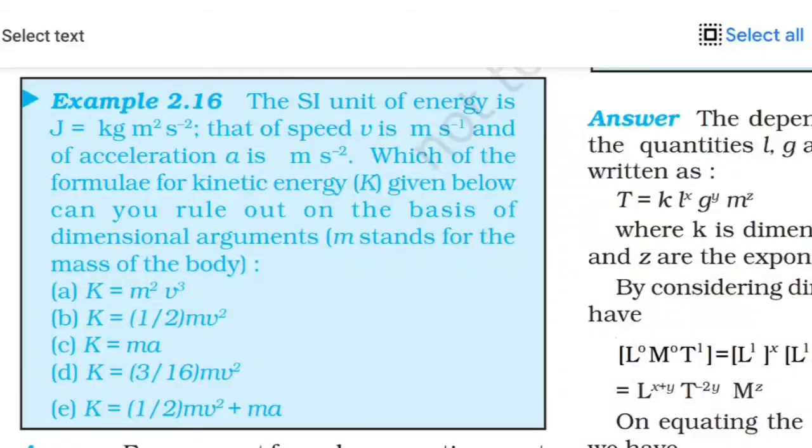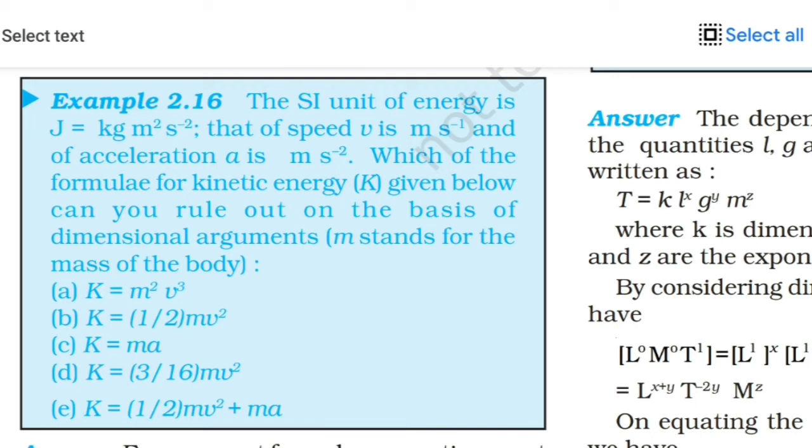Now example 216. The SI unit of energy is joule equal to kilogram meter square second raised to minus 2. That of speed v is meter per second and of acceleration a is meter per second square. Which of the formulae for kinetic energy given below can you rule out on the basis of dimensional arguments? M stands for the mass of the body.